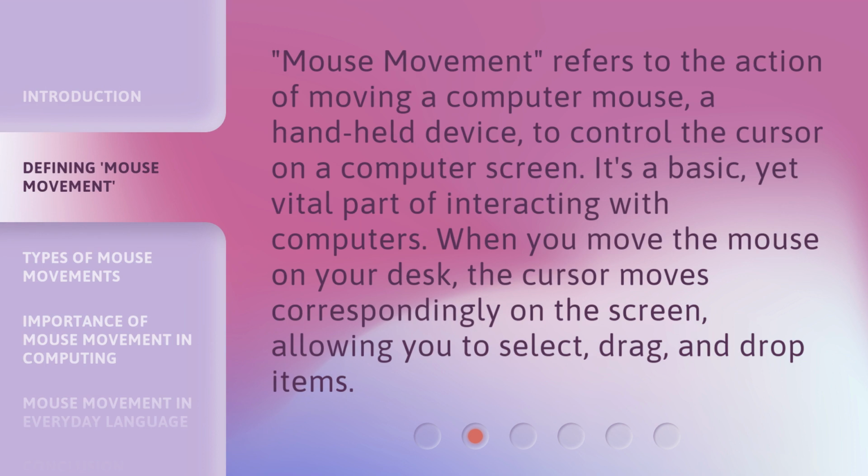Mouse movement refers to the action of moving a computer mouse, a handheld device, to control the cursor on a computer screen. It's a basic, yet vital part of interacting with computers. When you move the mouse on your desk, the cursor moves correspondingly on the screen, allowing you to select, drag, and drop items.